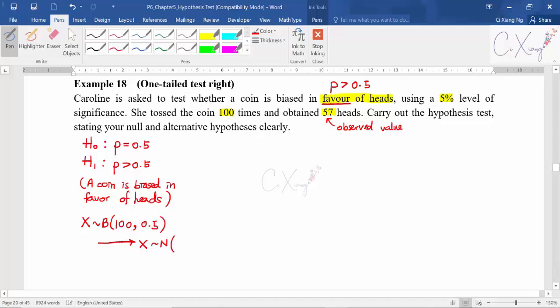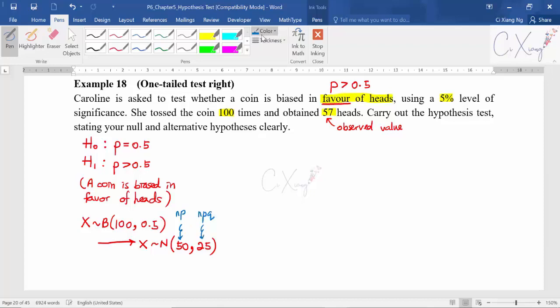How to get the normal distribution mean? You take 100 multiplied by 0.5, np, which is 50. For the variance, npq, you get 25. Just a small reminder for you: this is np, and this is npq.